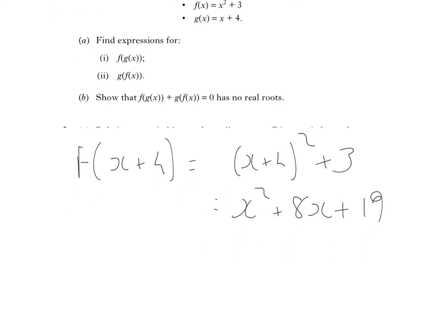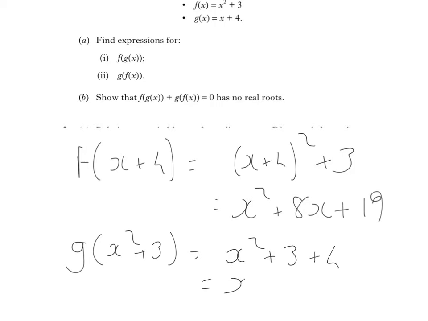Then I'm looking for g of f of x. So g of f of x is g of x squared plus 3. And we can see that the g function is whatever's in the bracket, write it down and add on 4. That's x squared plus 7.